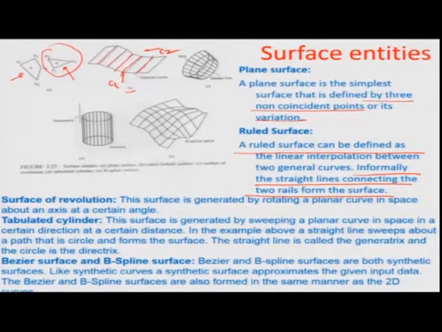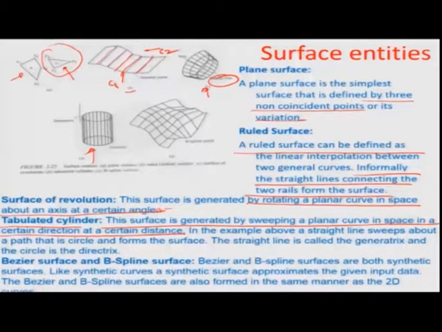There can be a surface of revolution created. For example, there is a line which sweeps in a plane across another line at a certain angle. If it sweeps on a full rotation or half rotation, it creates a surface generated by rotating a planar curve in space, and that can be a straight line or any other curve at a certain angle. You also have tabulated cylinders. In this geometry, we consider the surface to be generated by sweeping a planar curve in space in a certain direction at a certain distance.